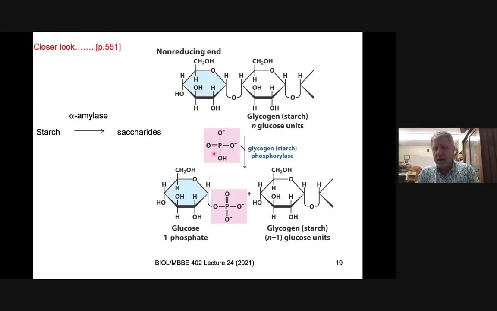So it needs a source of phosphate, and this could be inorganic phosphate, or it could be materials coming from ATP, as we've seen in the previous reactions. And in this case, we will take off one of the individual glucose moieties from the non-reducing end, and then basically phosphorylate it, produce one glucose 1-phosphate. We then see a truncation with a new reducing end being established in the glycogen molecule, the starch molecule. So again, we're just cutting off one at a time.